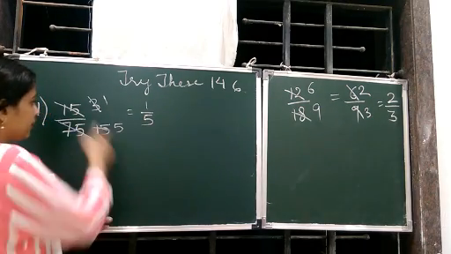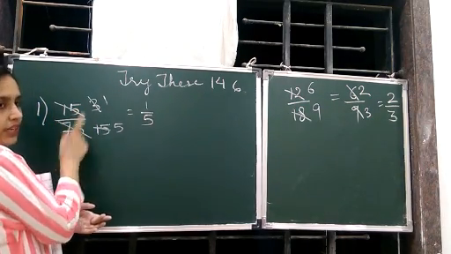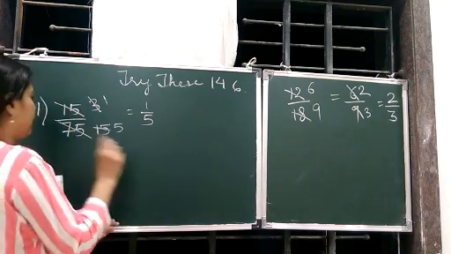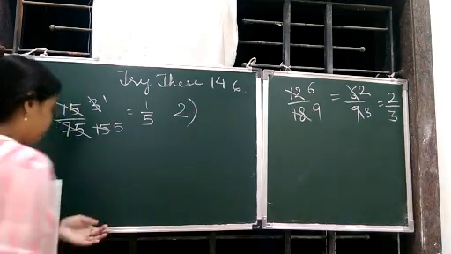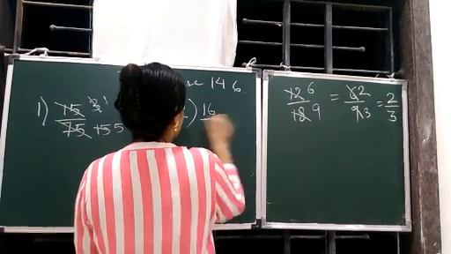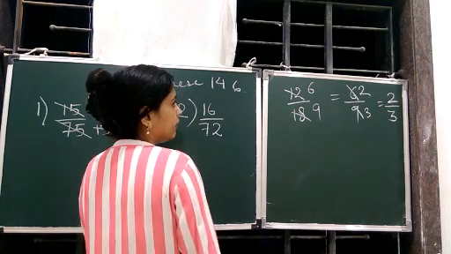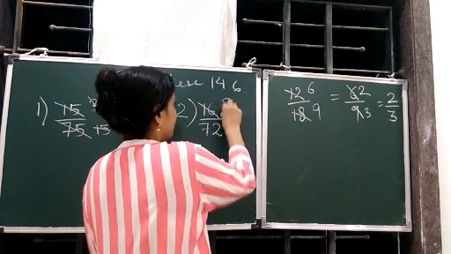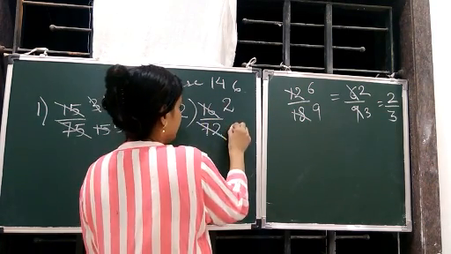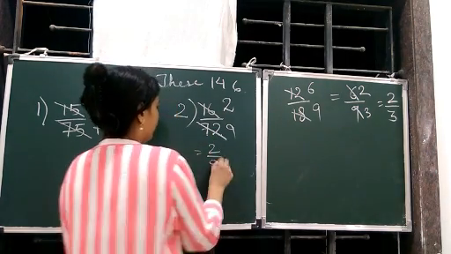Clear? Both are divisible by 15 also. 15 1s are 15, 15 5s are 75. But the table of 15 is not made, that is why we have not done it. And if you can, then very good, go ahead. Then 16 by 72. Both are divisible by 8. 8 2s are 16, 8 9s are 72. Further they cannot be divided. So 2 by 9.